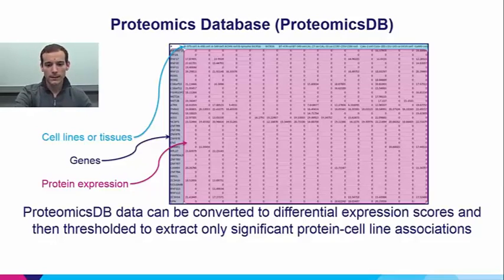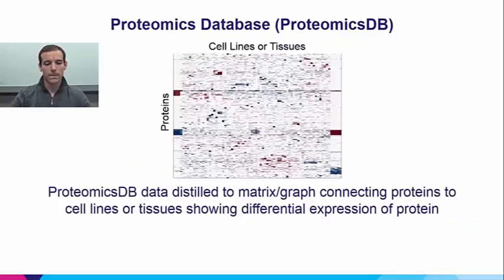So this data set can be converted to differential expression scores and then thresholded to extract the significant protein cell line or protein tissue associations. This next slide is showing the heat map that results when you do this analysis to compute the proteins that are differentially expressed in these cell lines or tissues. And you get, again, a broad overview of how proteins are related to each other based on their expression in a large number of cell lines or tissues.